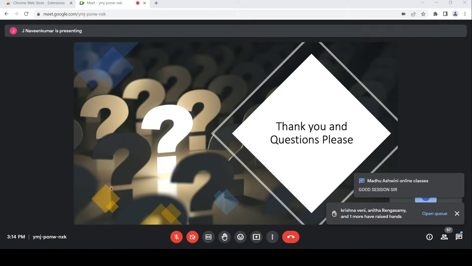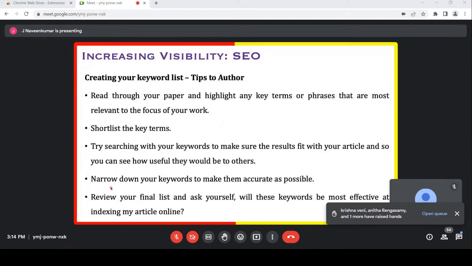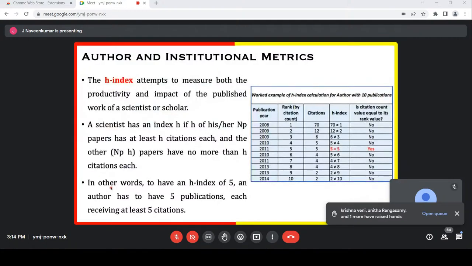I got one question, which is what is the H index? Hi Pramila, thank you for the question. H index is a measurement that depends on both the quantity, that is the number of publications, and also the quality of the publication, that is the number of citations of that particular academician. If I go back to my slide, let me show you the slide which has this citation. I hope you are able to view this particular H index.